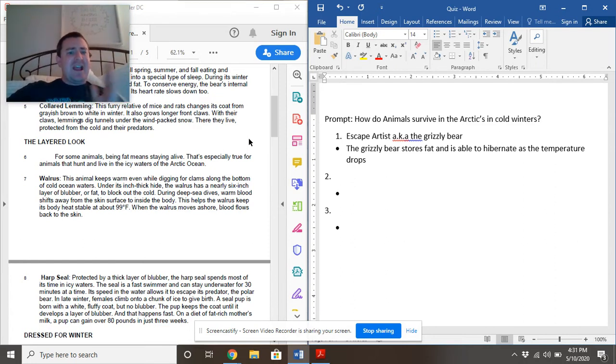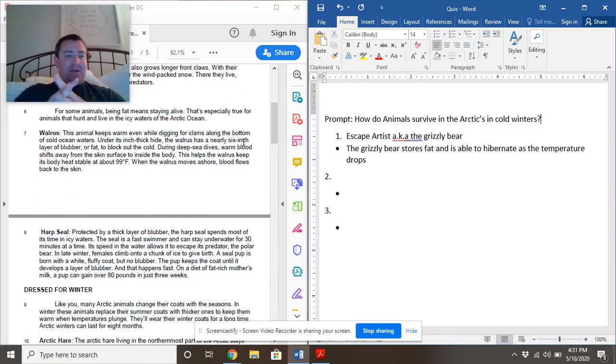The walrus has a nearly 6-inch layer of blubber or fat to block out the cold. On deep sea dives, warm blood shifts away from the skin surface to inside the body. This helps the walrus keep its body heat stable around 99 degrees Fahrenheit. When the walrus moves ashore, blood flows back to the skin. Interesting. Harp seals. Protected by a thick layer of blubber, the harp seal spends most of the time in icy waters.